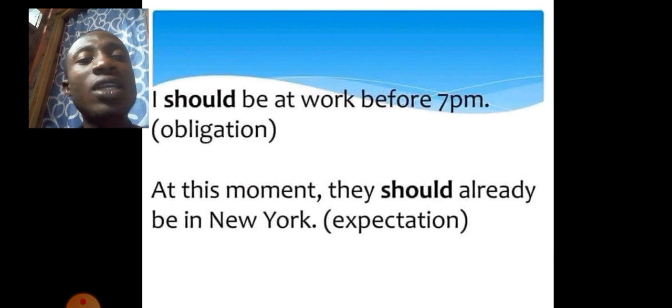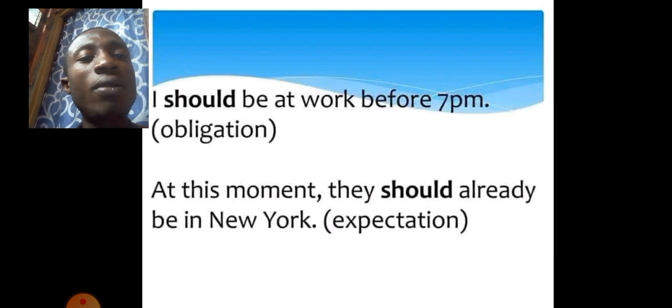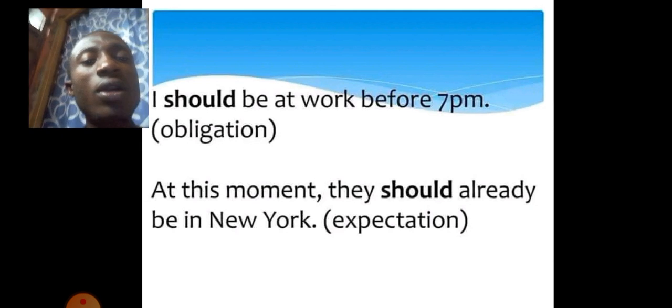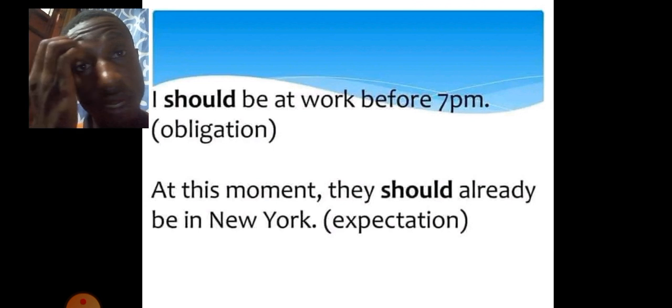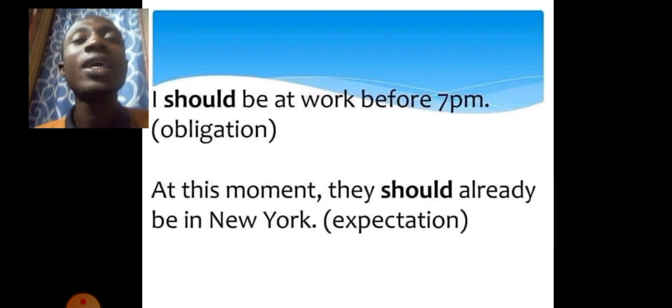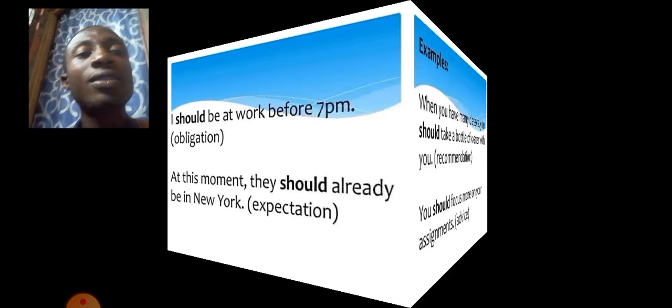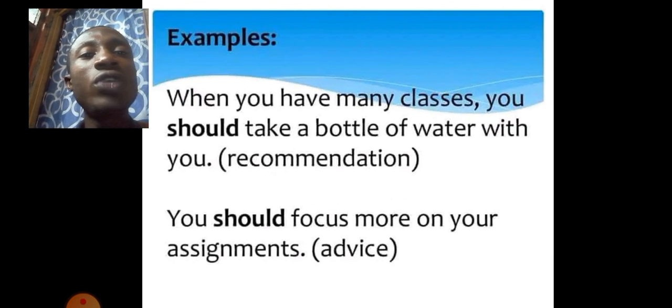Should is also used to express expectation. Example, at this moment, they should already be in New York. This sentence shows expectation.